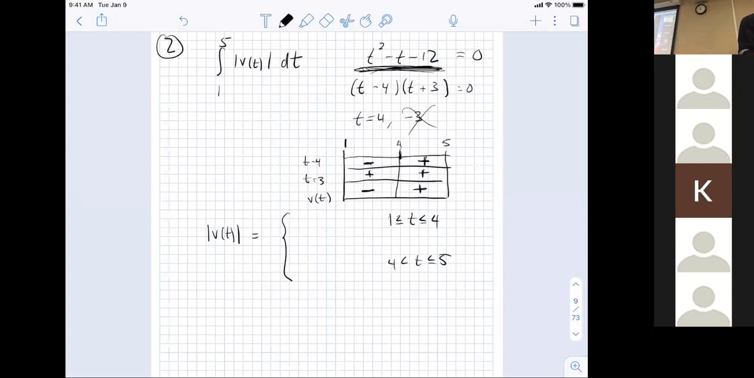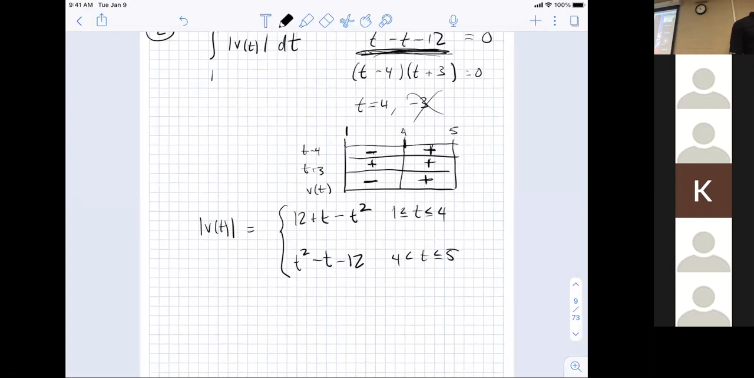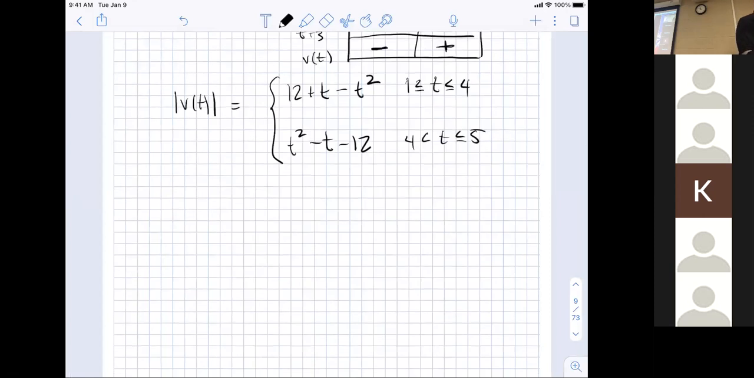Okay, so I'm going to write it as 12 plus t minus t squared, which is just negative t squared plus t plus 12. Okay, and then for t between 4 and 5, well, v of t is positive there, so we can just look at the original function, t squared minus t minus 12. Okay, so if I want to integrate from 1 to 5 the absolute value of v of t, how should I break up this integral?